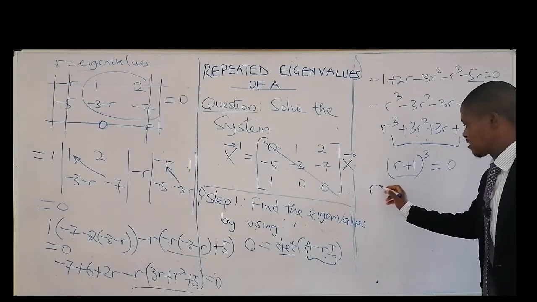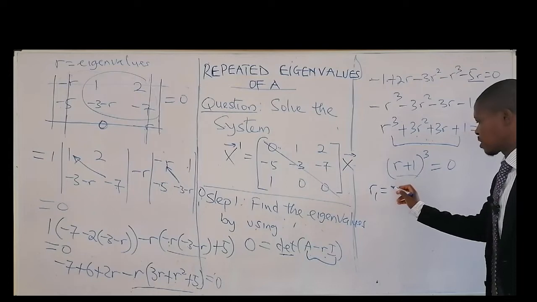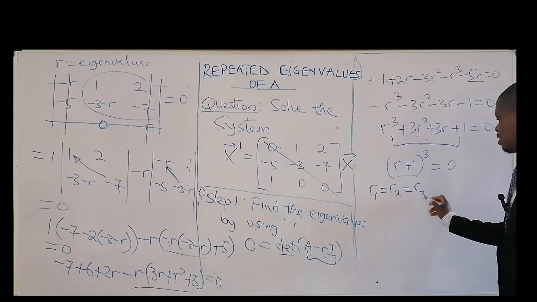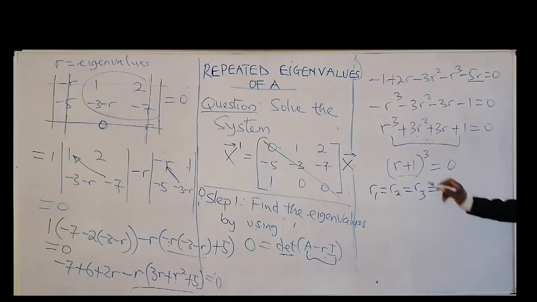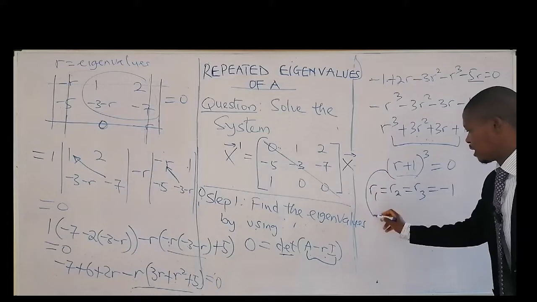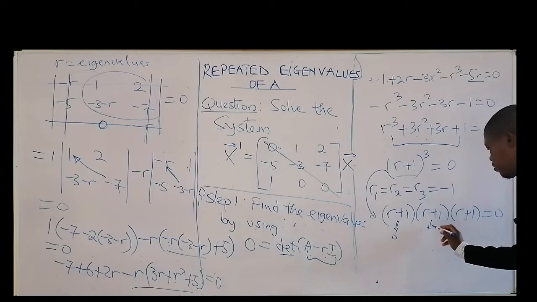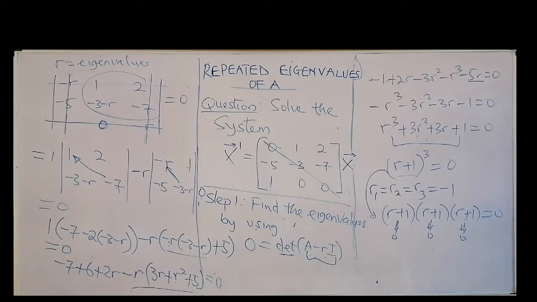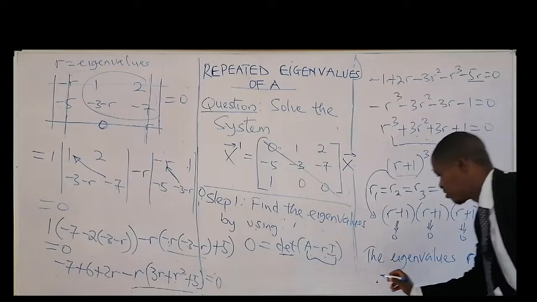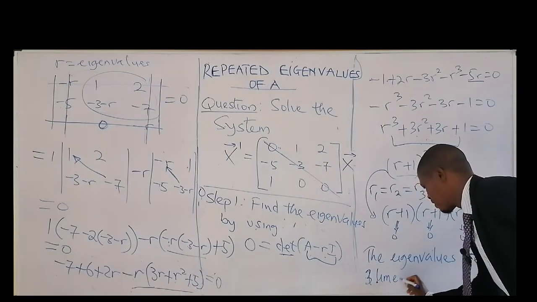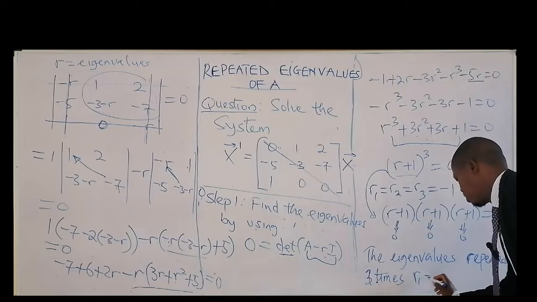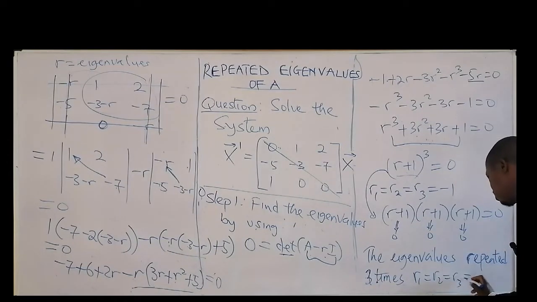So that implies that r1 is equal to r2 is equal to r3, and that's equal to minus 1. Because the meaning of this to power 3 is that each of them, this is equal to 0, this is equal to 0, this is equal to 0. Okay? So the eigenvalue is repeated three times, which is equal to what? r1 equal to r2 equal to r3 equal to minus 1.